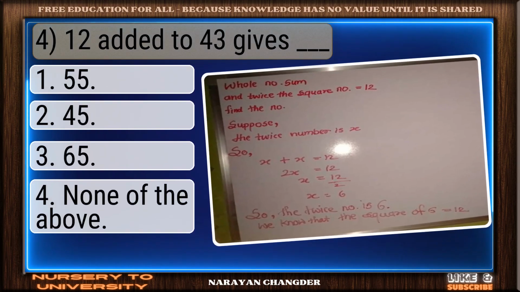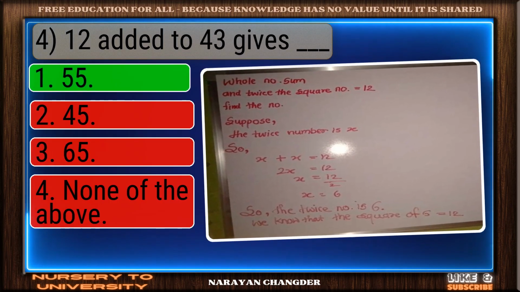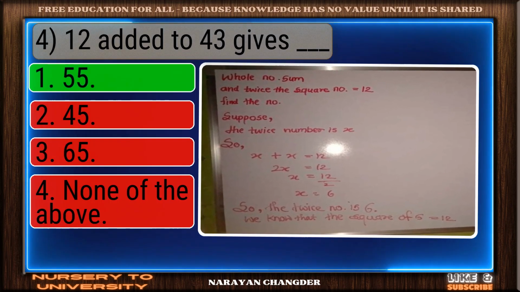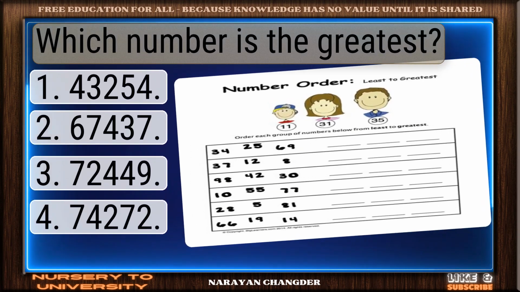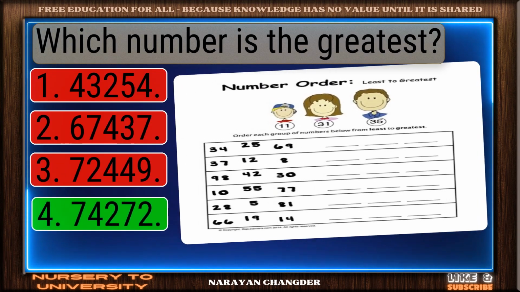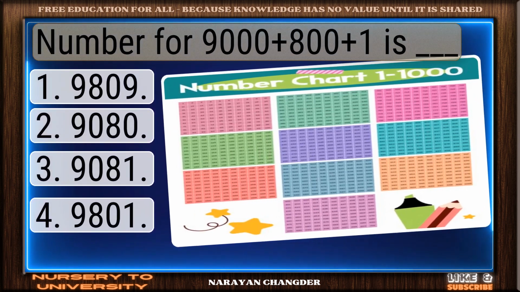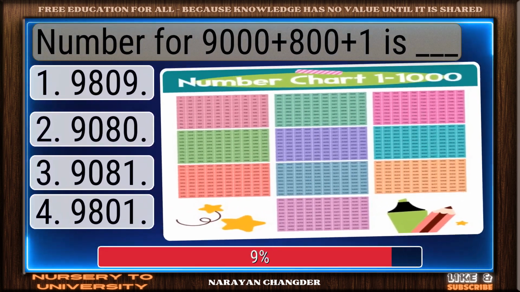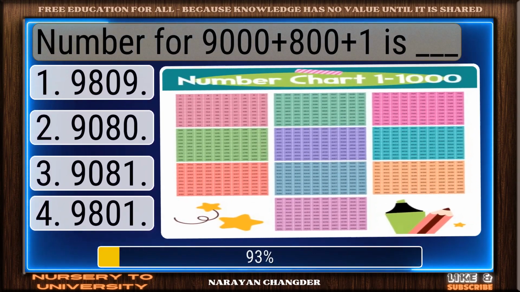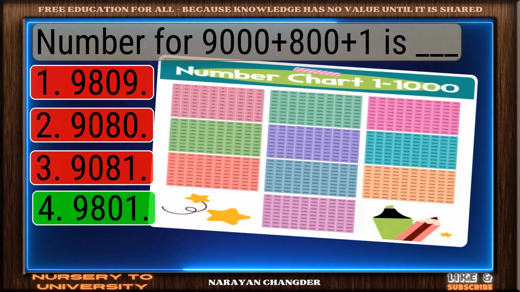4 of 12 added to 43 gives dash. Well picked. 55 is the correct answer. Which number is the greatest? Good thinking. 7422 is the right answer. Number for 9,000 plus 800 plus 1 is dash. Correct response. 9801 is the most accurate answer.